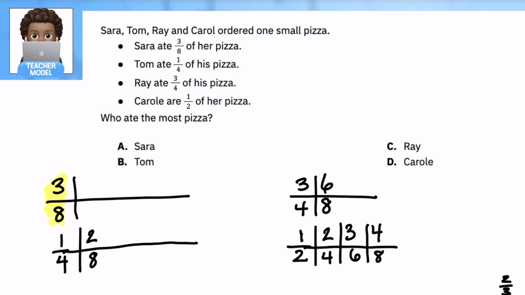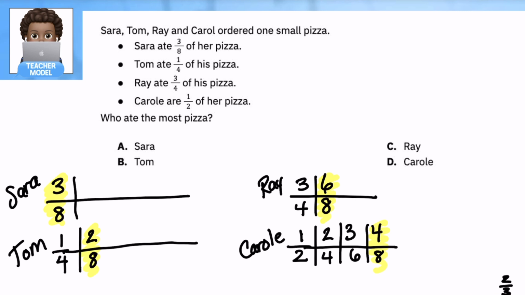So I have 3 eighths, 2 eighths, 6 eighths, and 4 eighths. And just so I can see where I got my numbers, this one was Sarah. This one was Tom. Here was Ray, and this one is Carol.